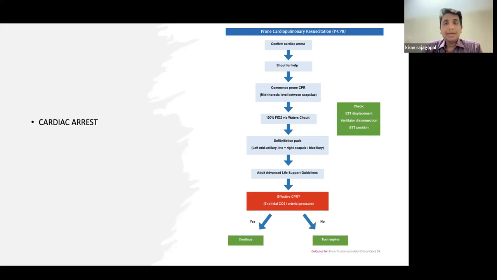So if cardiac arrest happens, you can commence CPR in the prone position itself. You can place your hands and give compressions at the mid-thoracic level between the scapulae. Okay, and you can even defibrillate in that position. And if he is not responding, or if ROSC is not attained, you can make him supine.